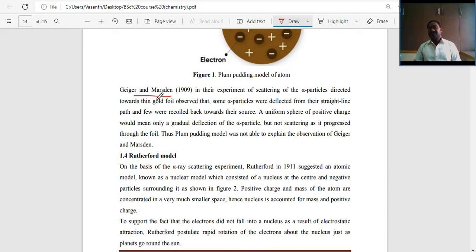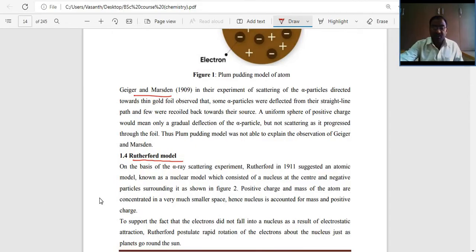By considering these assumptions, the J.J. Thomson atomic model was disqualified to explain the structure of the atom. Later came the Rutherford model to explain the atomic structure.